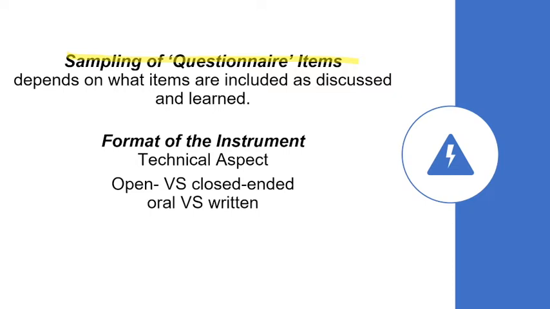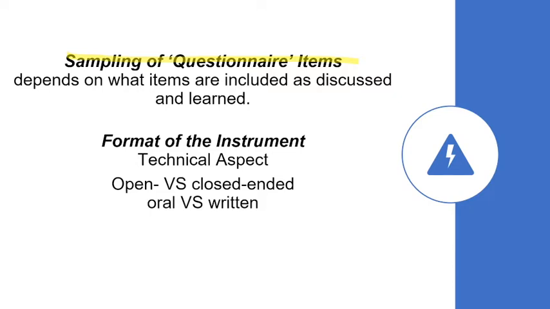Okay? But those low scores are not because you did not study. Those low scores are not because you did not understand research. It's not because you did not understand my discussion, but the low scores were brought about by the fact that I included items that were not included in our topics. Okay? So, that's sampling of questionnaire items.